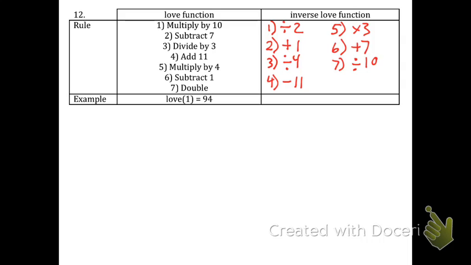So let's check this out. We'll do the inverse love function for the number 94 and see if we get 1 out of that. So 94 divided by 2 is 47. Plus 1 is 48. Divided by 4 is 12. Minus 11 is 1. Times 3 equals 3. Plus 7 equals 10. Divided by 10 equals 1. So that looks like it works.